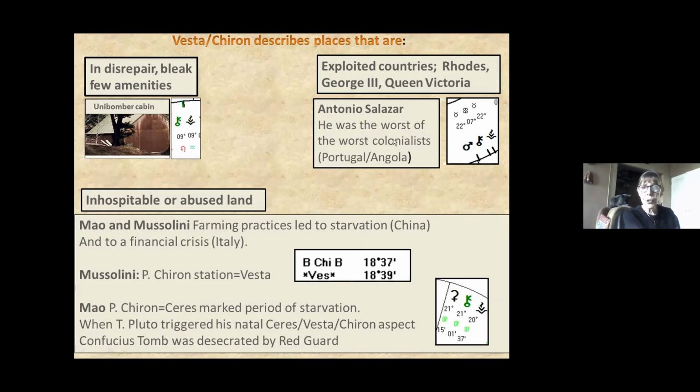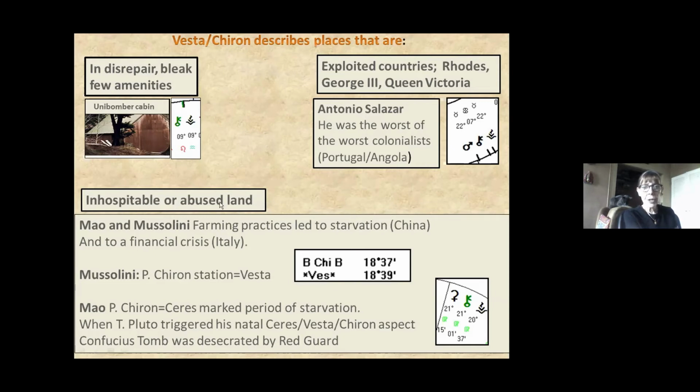So this was the worst of the worst colonialist, Salazar. He was from Portugal, and Angola was the colony. I'm going to let you read about why he's the worst of the worst, but at any rate, he is another Vesta Chiron person.